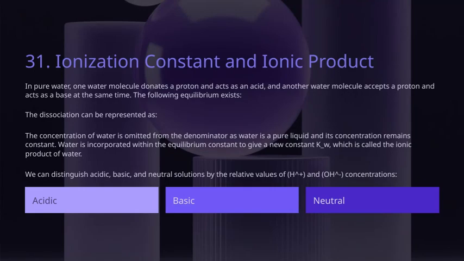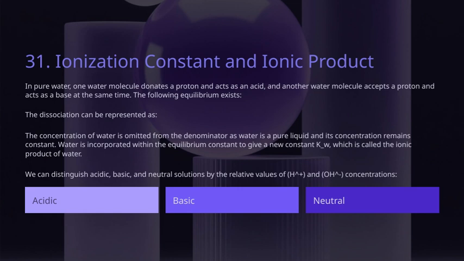Let's explore how we can distinguish between acidic, basic, and neutral solutions based on the concentrations of hydrogen ions, H+, and hydroxide ions, OH-. When we talk about water, we often omit its concentration from the denominator in calculations because pure water's concentration remains constant. Instead, water's role is incorporated into a constant called the ionic product of water, or Kw. This allows us to focus on the variability of H+ and OH- in different solutions.